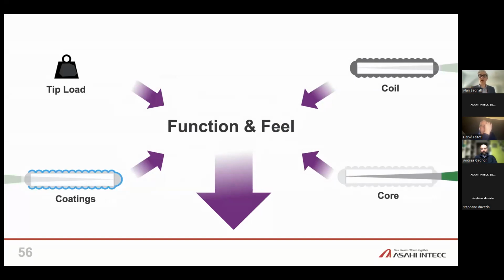accurately steer your wire. So I hope what you've seen from this talk today is how things like the coatings, the core, the coils, the different types of tip load all come together for one particular wire to produce its function, to determine its function, and to determine how it feels in your hands.